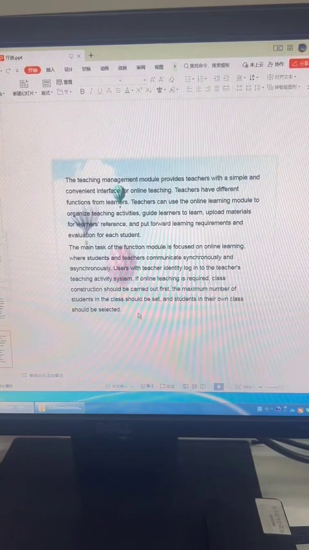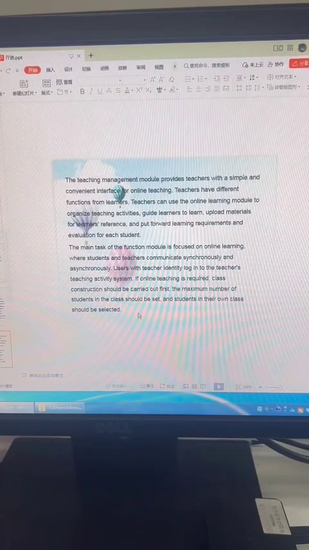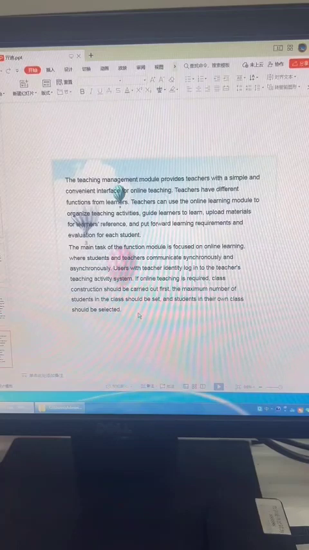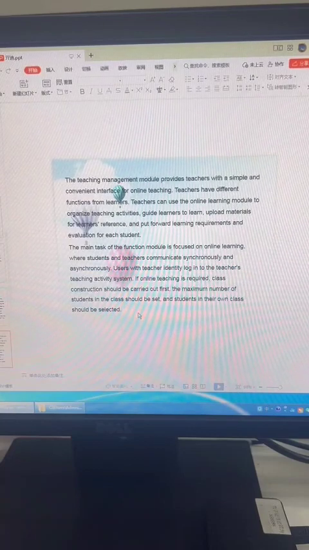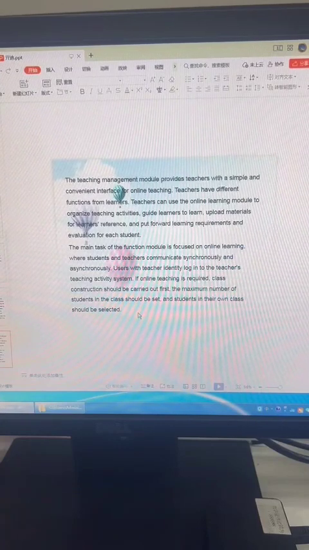The teaching management module provides teachers with a simple and convenient interface for online teaching. Teachers have different functions from learners. Teachers can use the online learning module to organize teaching activities, guide learners to learn, upload materials for learners' reference, and put forward learning requirements and evaluation for each student.